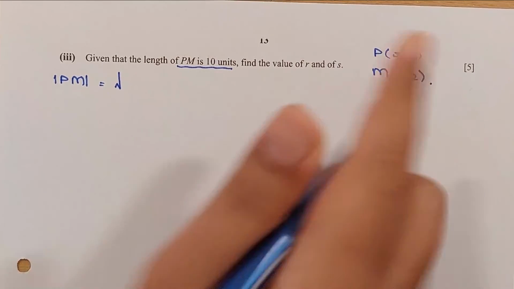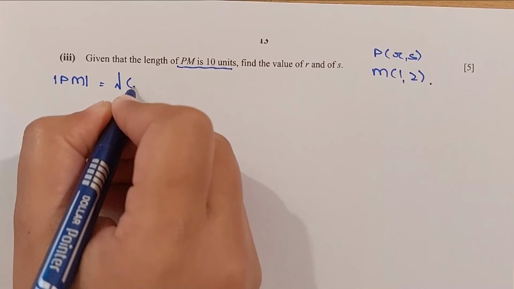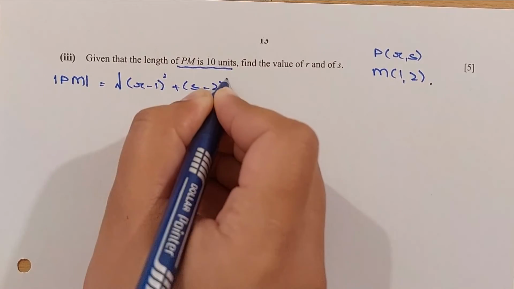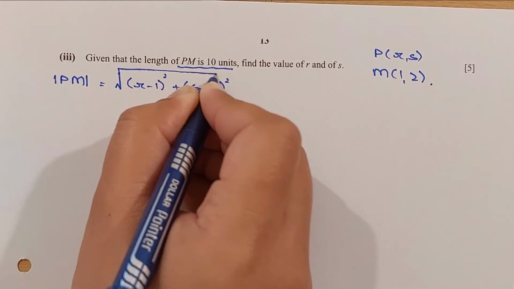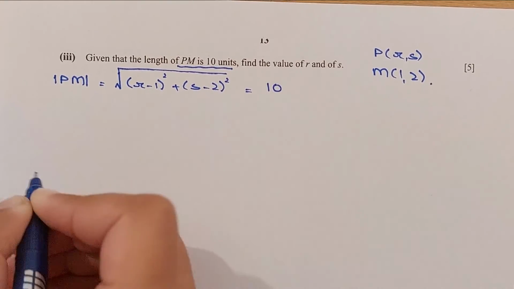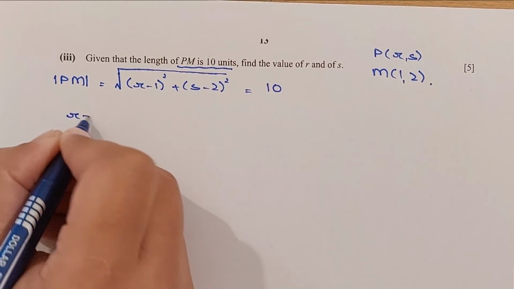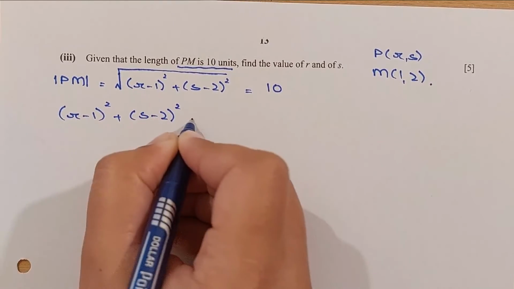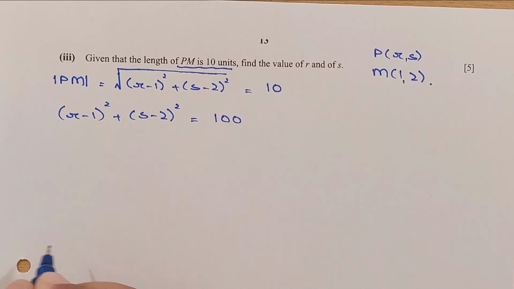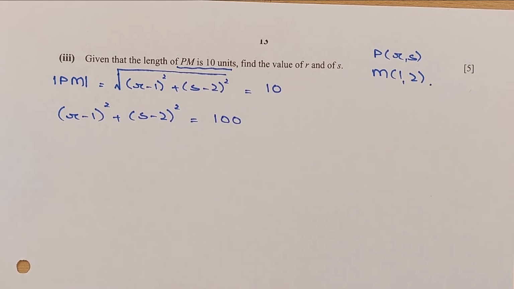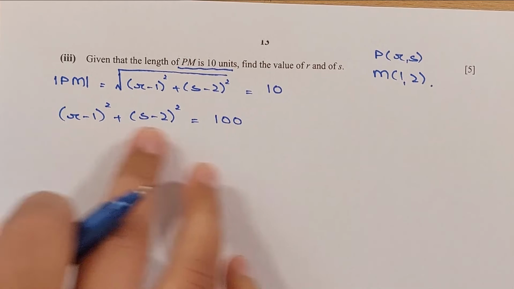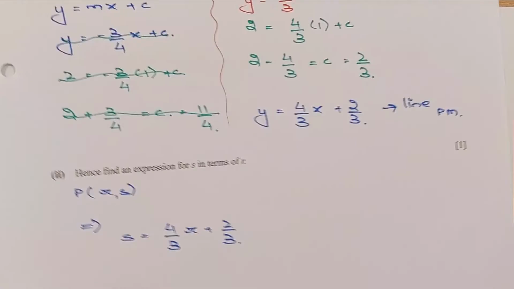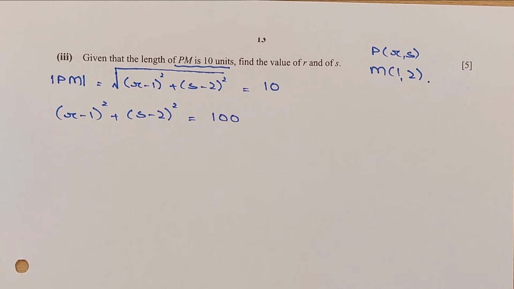Let me find the length, or the distance. This is the square root of (x2 minus x1) whole square plus (y2 minus y1) whole square. So this is (r minus 1) square plus (s minus 2) square, which equals 10. Squaring on both sides, we get (r minus 1) square plus (s minus 2) square equals 100, since the square of 10 is 100. From the second part, we have to find r and s. We have this equation for s in terms of r, so let's substitute it to get the r value.